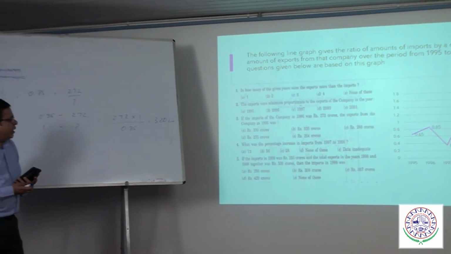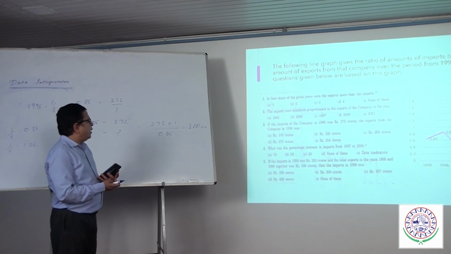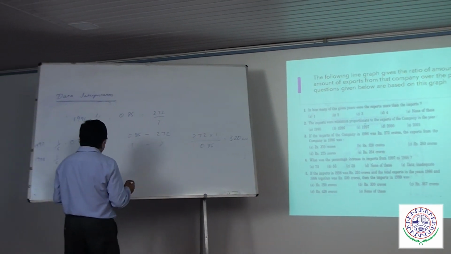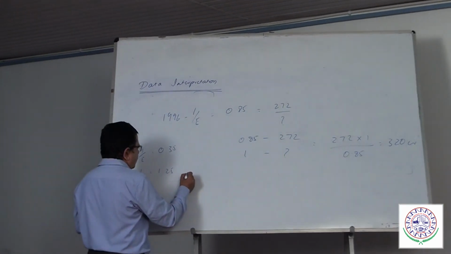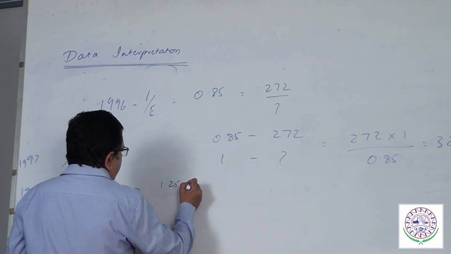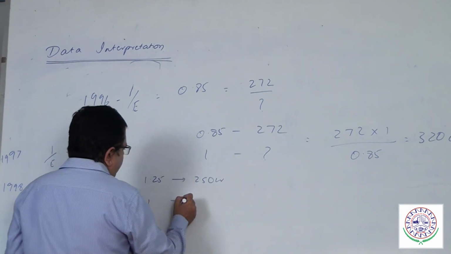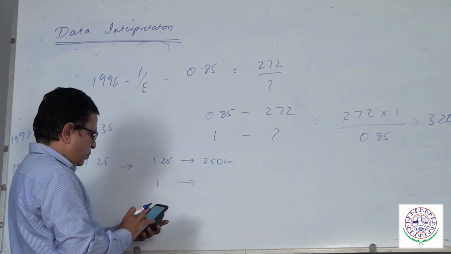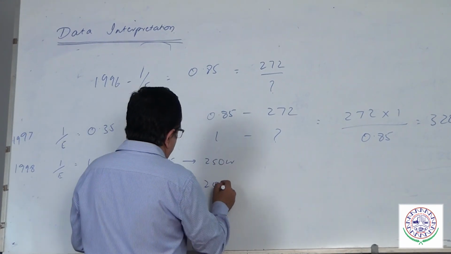Last one, if the imports in 98 was 250 crores and the total exports of the year 98 and 99 together were 500 crores, then imports in 99 was. So let's look at this. 98 imports was 250 crores. 98 we already have it here. So 1.25 is nothing but 250 crores. So 1 is how much? That is export. So exports were 200 crores.